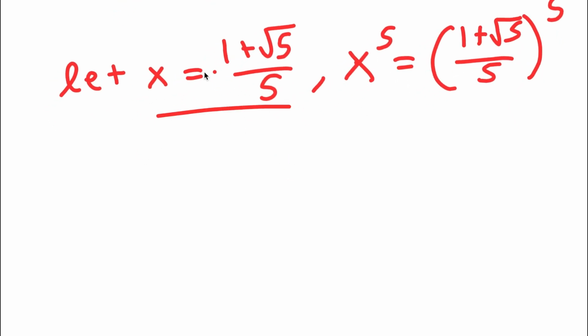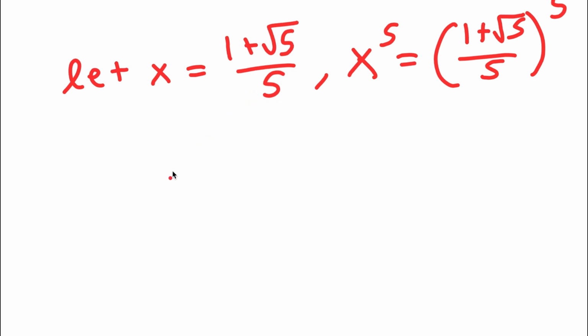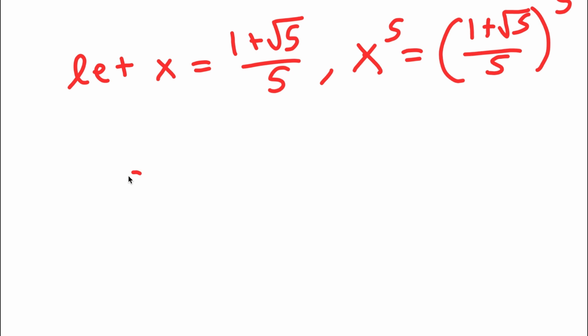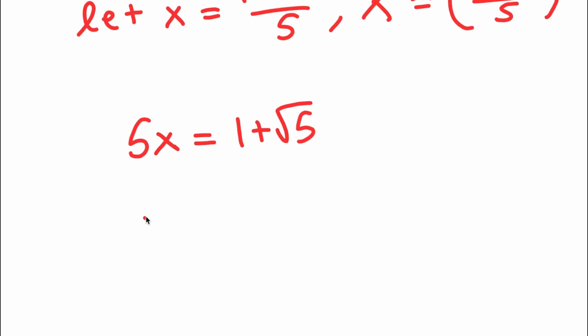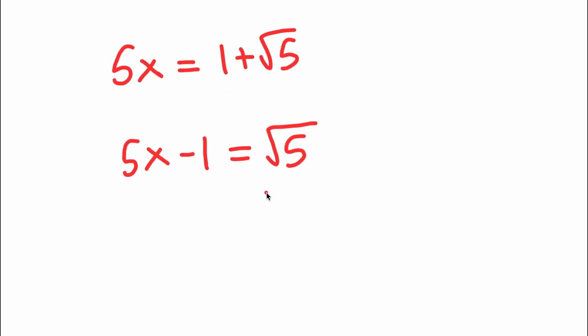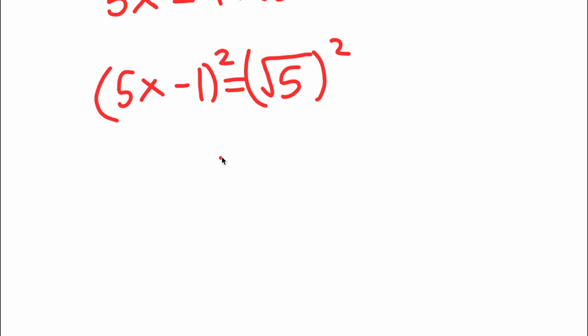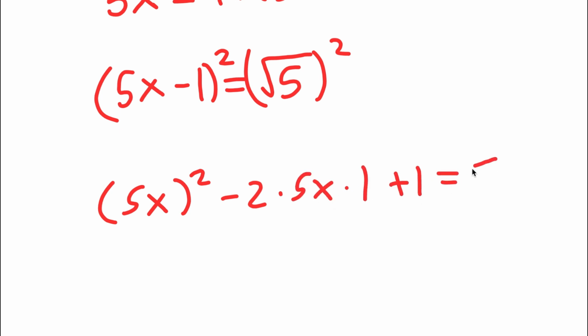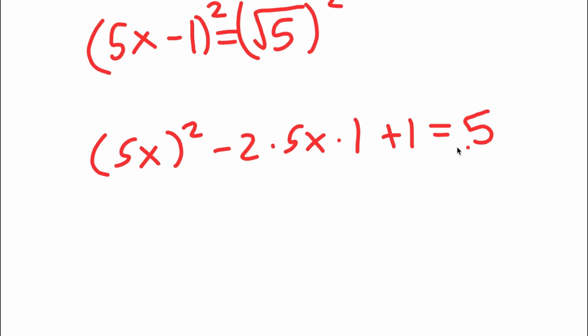So now, going back to x equals (1 plus the square root of 5) over 5, let's simplify this. If I multiply both sides by 5, I get 5x is equal to 1 plus the square root of 5. And this means that 5x minus 1 is equal to the square root of 5. Now if I square both sides, I have (5x) squared minus 2 times 5x times 1 plus 1 is equal to 5, because (a minus b) squared is equal to a squared minus 2ab plus b squared.